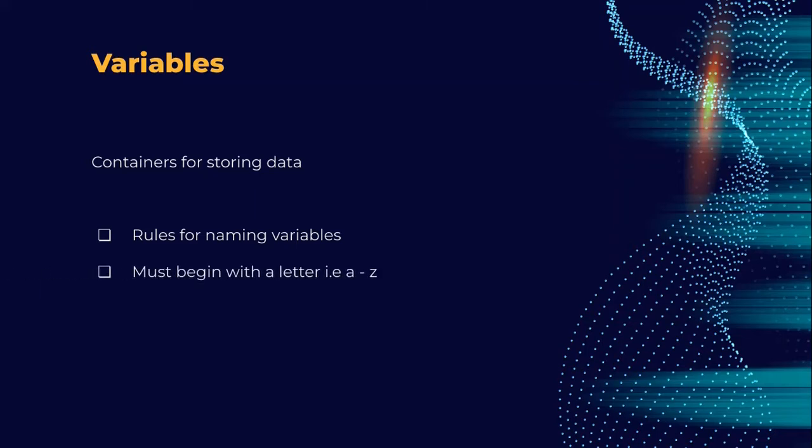Rule number one: the name of your variable must begin with a letter, i.e. alphabets from A to Z, either in lowercase or uppercase. Rule number two: on the same point, we are still discussing the beginning of the variable. You can begin with a dollar sign as well, i.e. the dollar sign.